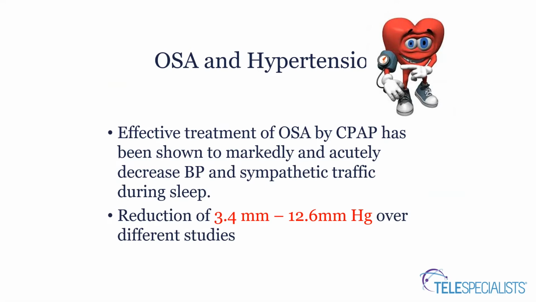So effective treatment of sleep apnea by CPAP, and we'll talk a little bit more, I'll define CPAP, but it's one of the treatment modalities, has been shown to markedly and acutely decrease blood pressure and sympathetic traffic during sleep. So we talked a little bit about the sympathetic surge. So what's happening in sleep apnea? And we'll define it after we get through all these studies and data. But because the sympathetic surge happens, if we can lower the surge and treat the sleep apnea, we would expect a reduction of systolic blood pressure of 3.4 millimeters mercury to 12.6 millimeters mercury. I usually tell my patients to expect a 3 to 5 millimeters mercury drop in systolic blood pressure, and we see it, and probably you guys have seen it also once they're treated and once their body has adapted to the treatment. It's pretty robust, but it can be significant.